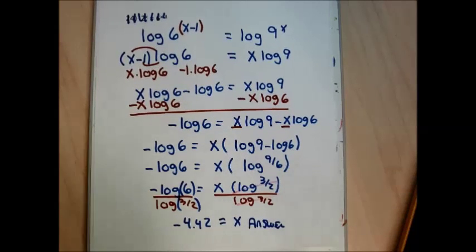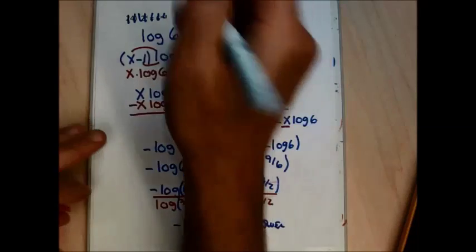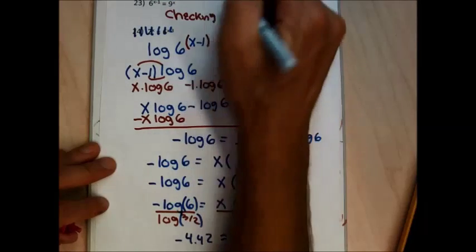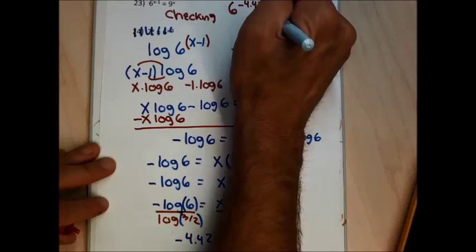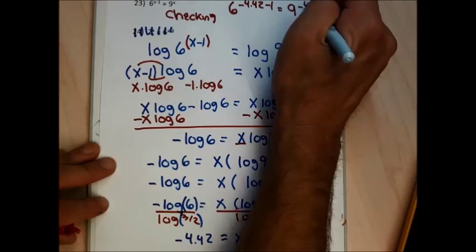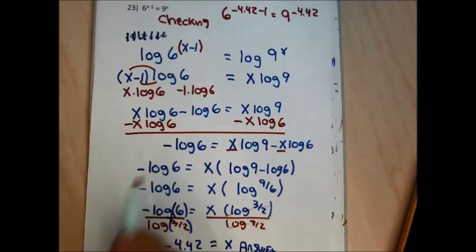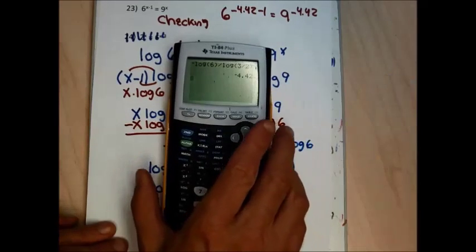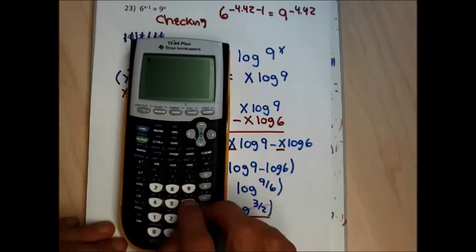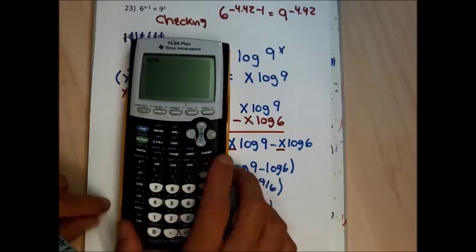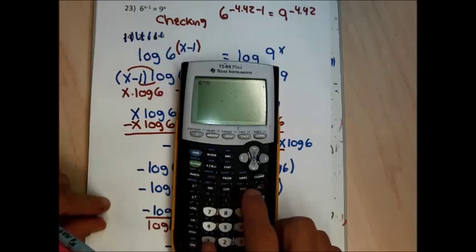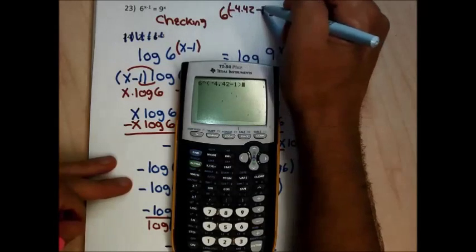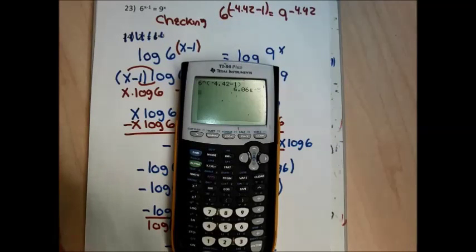For checking, which is optional but not a bad idea, I should go 6 to the negative 4.42 minus 1 equals 9 to the negative 4.42. These could be really ugly numbers in scientific notation. When I check it, I'm a bit worried about what I'm going to get, but I'm going to check them both. So if I go 6 up arrow, parentheses, negative 4.42 minus 1, so this whole exponent needs to be in parentheses, I get 6.06 e to the negative 5.